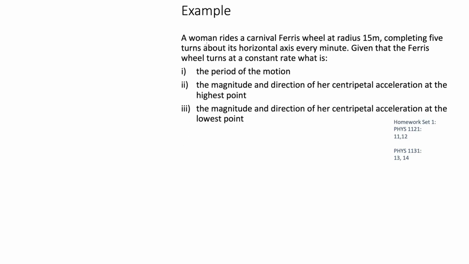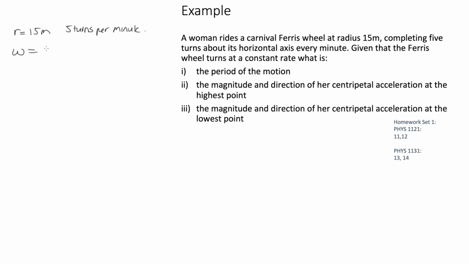So here's an example problem. A woman rides a carnival Ferris wheel at radius 15 meters. So radius is 15 meters, completing 5 turns about its horizontal axis every minute. So 5 turns per minute. So we can use this to work out omega.